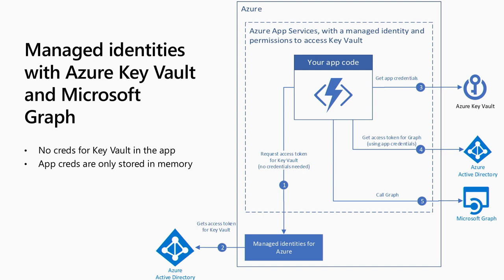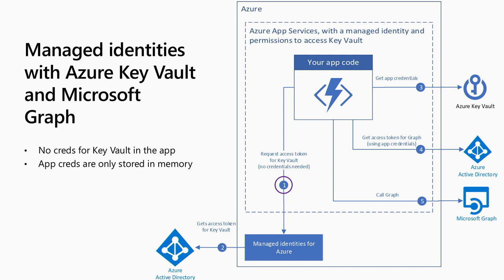So the first thing I do is I request an access token for the Key Vault. I did the right thing. I put my important app credentials in the Key Vault, but I have to access the Key Vault. And if I store my credentials for Key Vault with my app, well, what good does that do me? Because I can then access the app credentials, and if that leaks, they will be compromised.